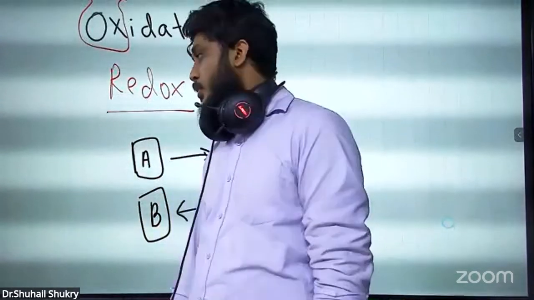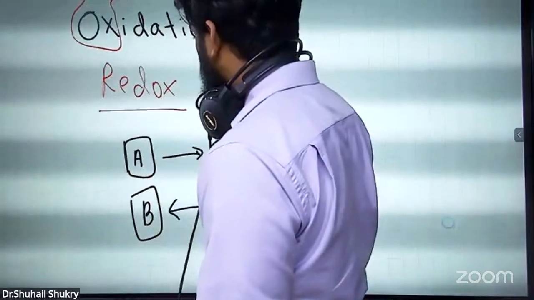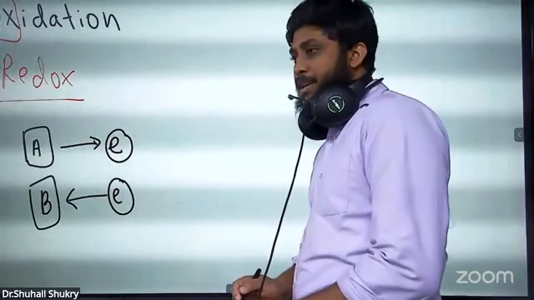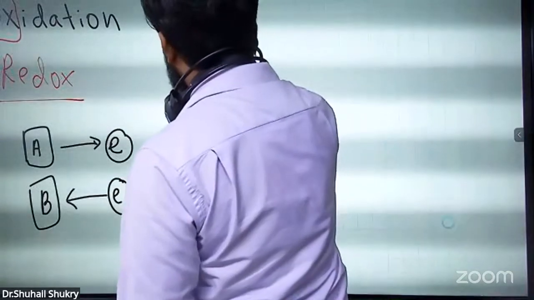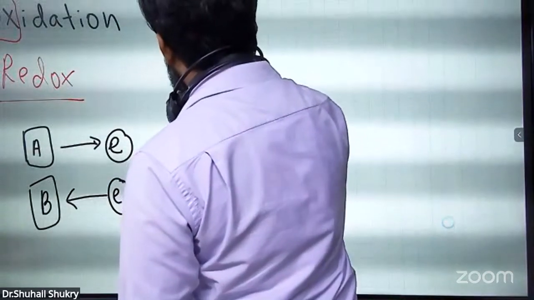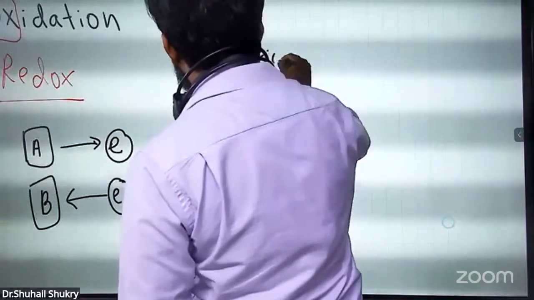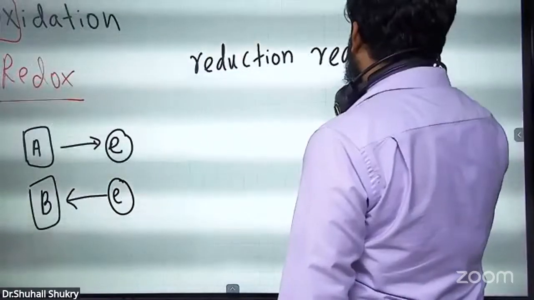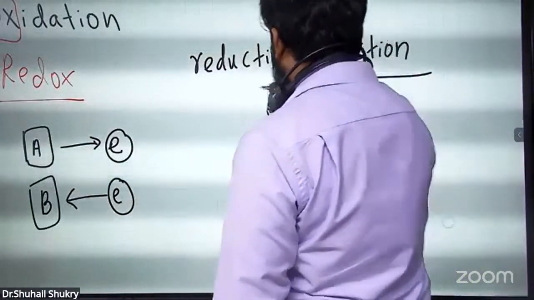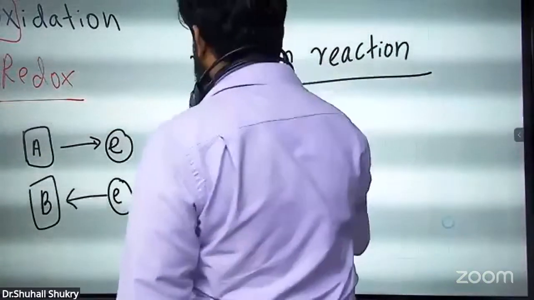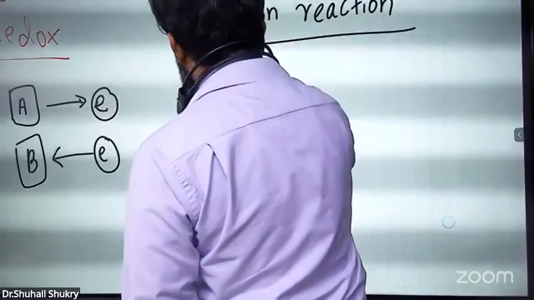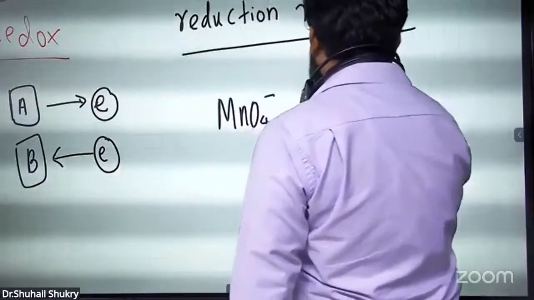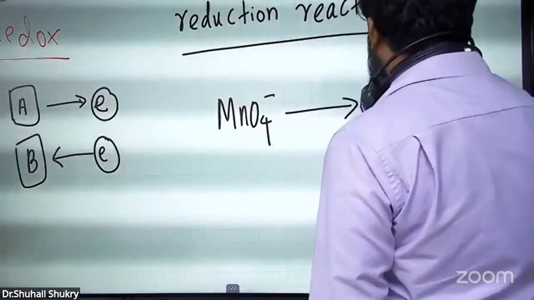First of all, again, certain things you have to remember. Today we'll see what the reduction reactions are. Carefully observe. These are easy things. Don't panic. Under reduction reaction, the first thing is MnO4 minus becoming Mn2 plus.